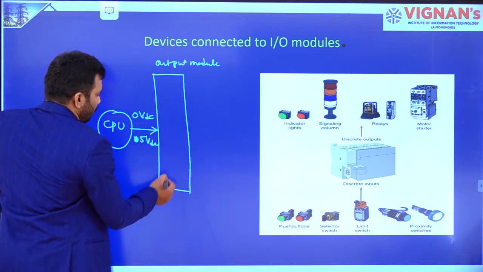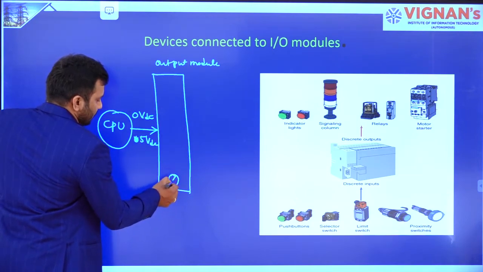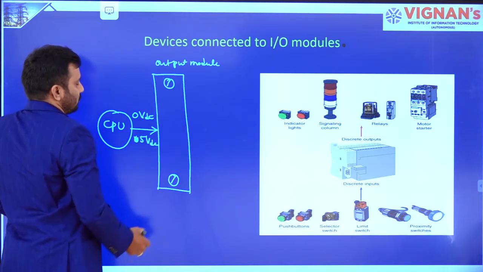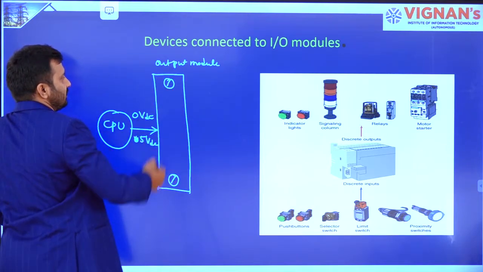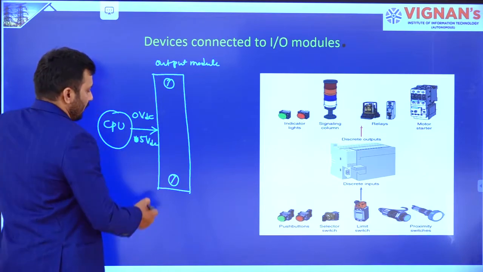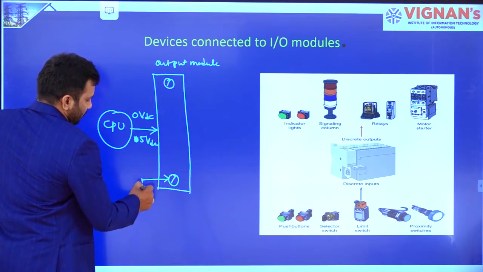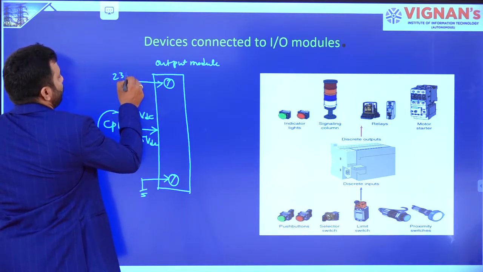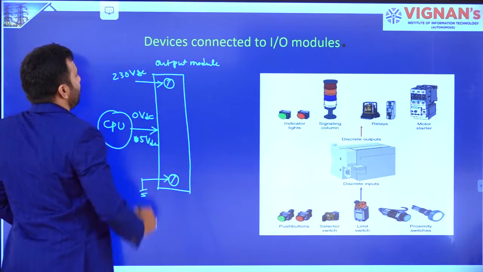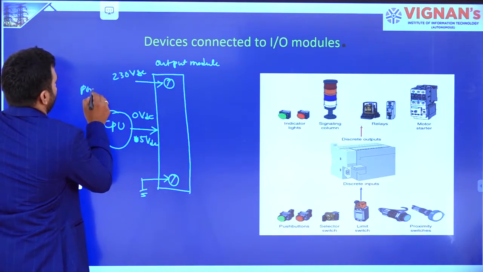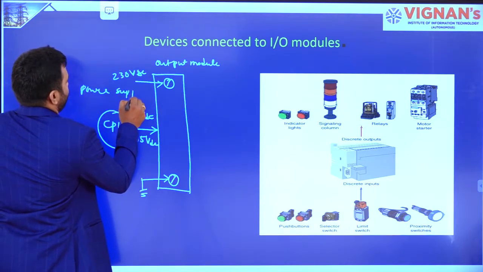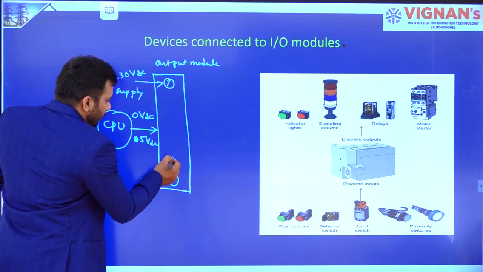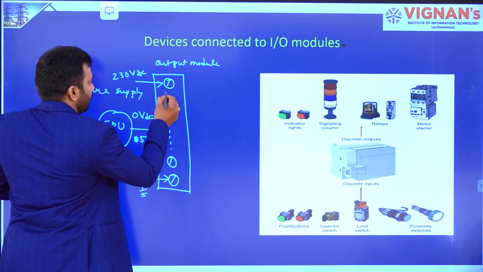For this output module, as we previously discussed, there is some internal electronic circuitry, as well as terminals to connect any output device. For example, this is an 8 terminal output module, right? This is the ground terminal, and this one is the power supply terminal. For example, you connect 230 volts AC here, to the power supply terminal. 8 terminals means 8 terminals are there, like this.